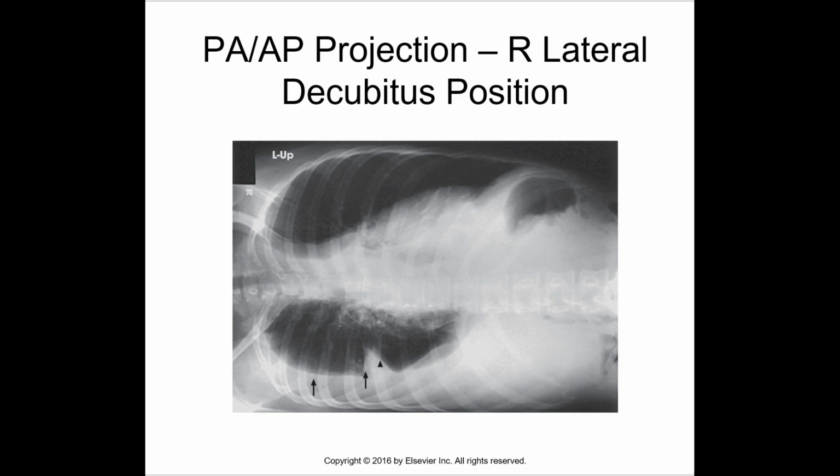So here's an example, a right lateral decubitus position. The area of interest for the fluid is the affected side down, which is the right side. And then the marker indicates that the left side is up.